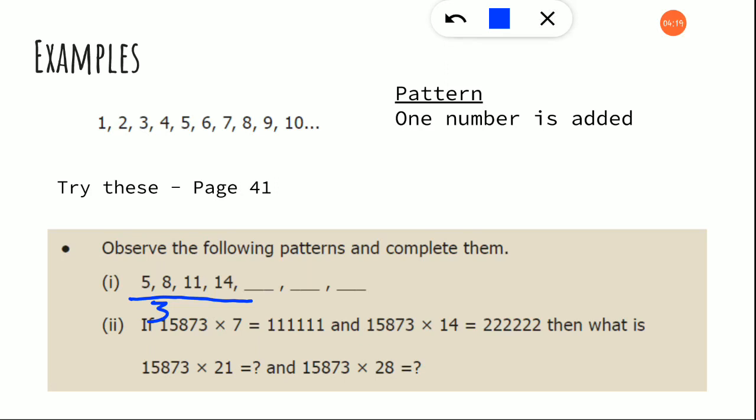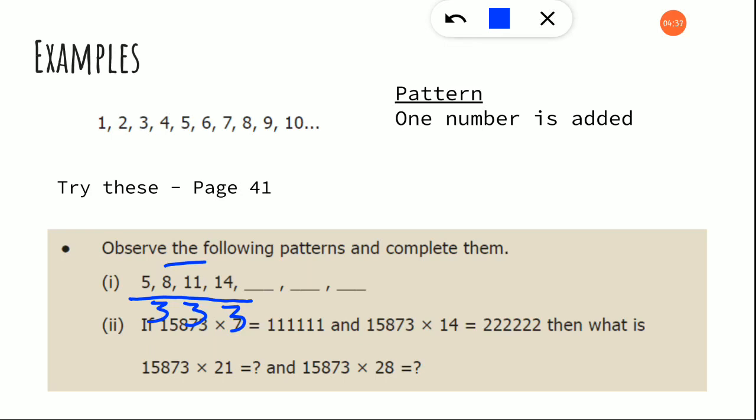Now let us check this 8 and 11. After 8, 9, 10 and 11. So again 3 more numbers are added. After 11, 12, 13 and 14. Again 3 more numbers are added. So the pattern here is 3 numbers are added after each term.